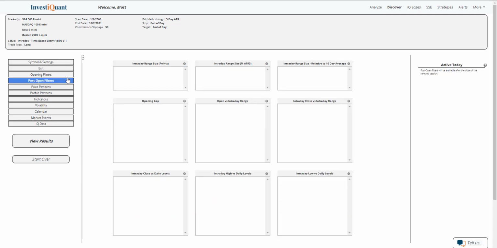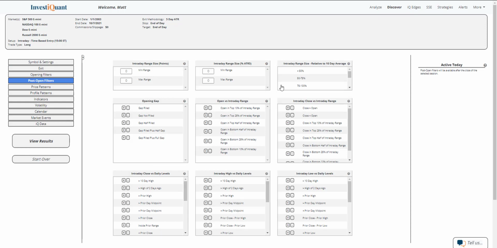So to do that, I'm going to go into post-open filters, and I'm just going to say that the price at 3 o'clock is in the top 25% of the intraday range. So if I come here, select equals next to close in top 25% of the intraday range. That means the 3 o'clock price is in the top quartile of the range.